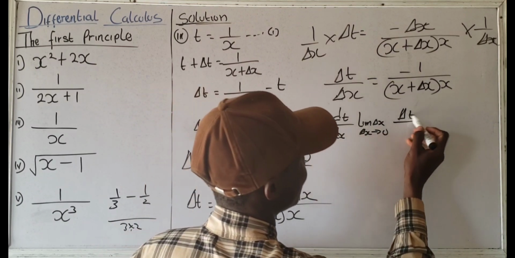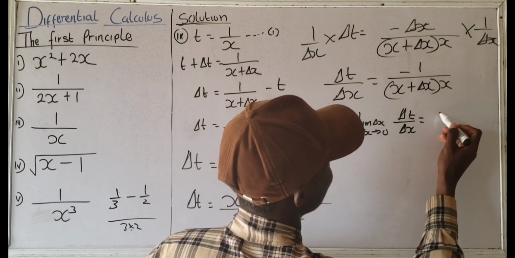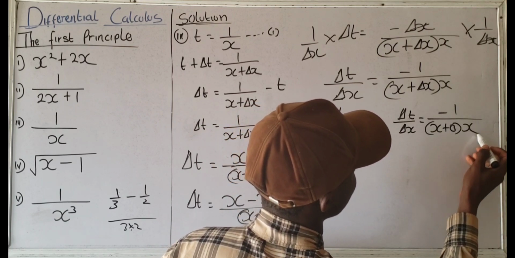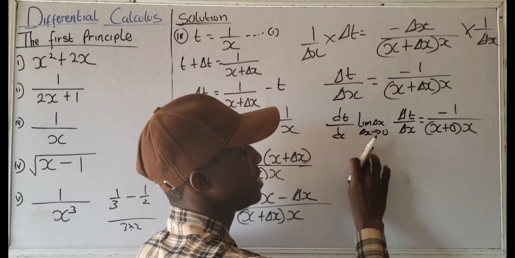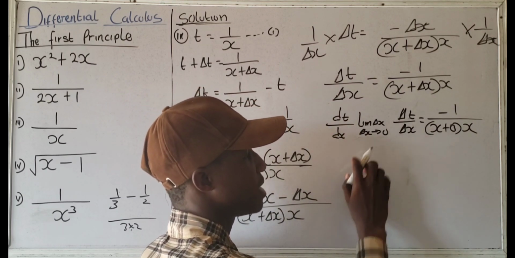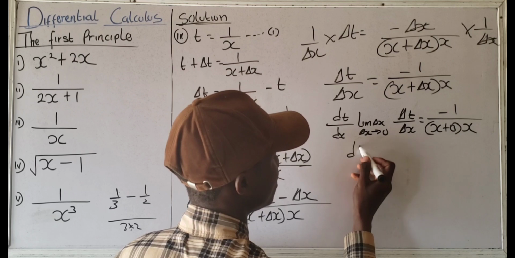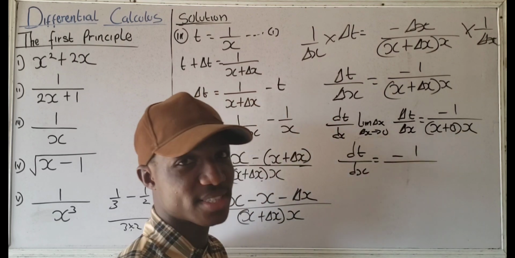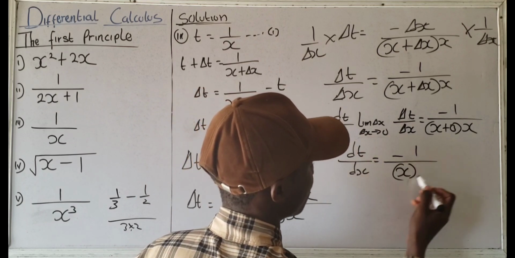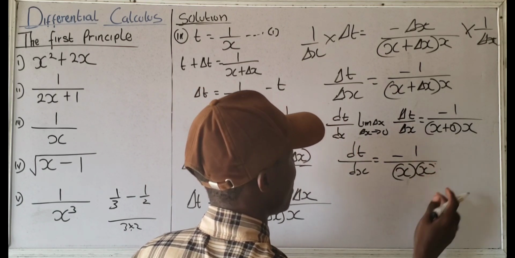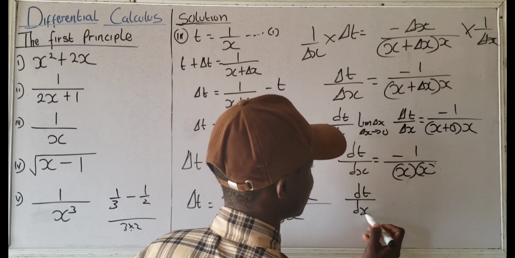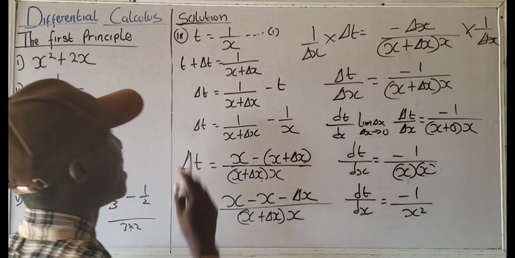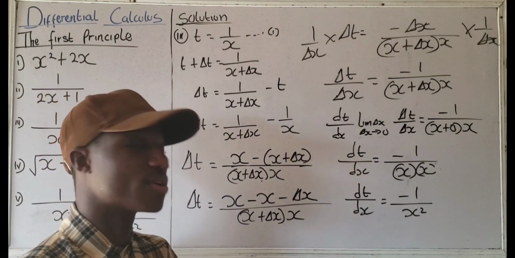So I'm going to have delta t all over delta x is equal to -1 all over x plus 0 multiplied by x, because the meaning of this is that anywhere I see delta x, I'm going to replace it with 0. So I'm going to have dt all over dx is equal to -1 all over x plus 0, which is what? x. So I'm going to have x multiplied by x. So here I'm going to have dt all over dx is equal to -1 all over x squared. So the derivative of 1 over x using the first principle is -1 all over x squared.